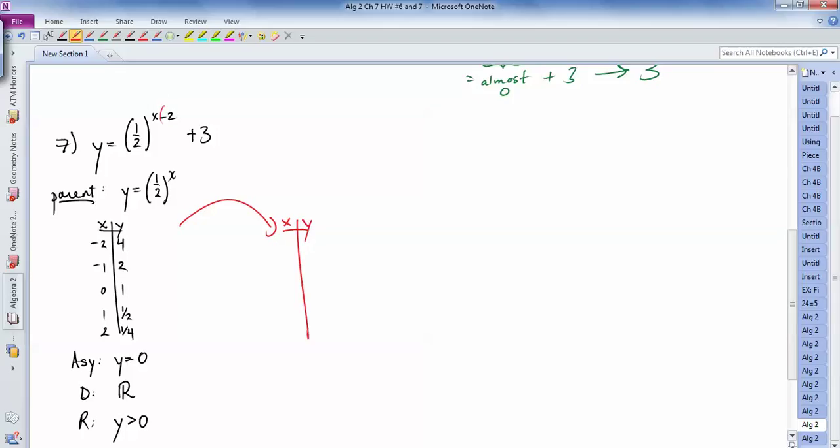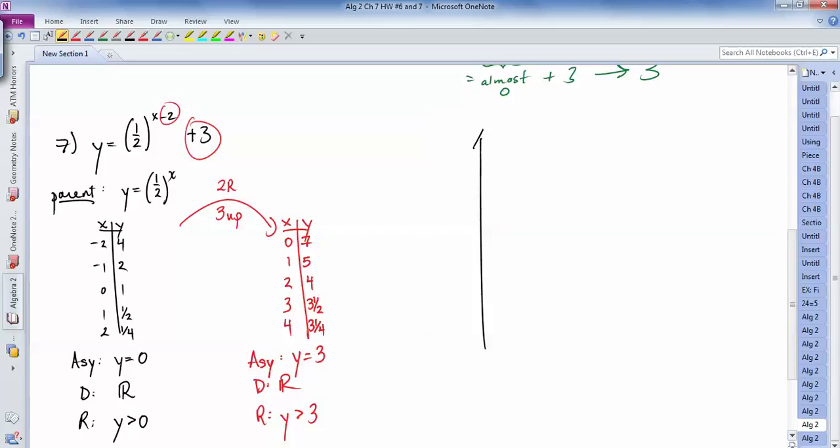The -2 means I'm going 2 to the right, and the plus 3 means I'm going 3 up. So 2 to the right, I'm going to add 2 to all my x's. So that's going to be 0, 1, 2, 3, 4. And then I have to add 3 to all my y's, so I get 7, 5, 4, 3.5, 3 1/4. And if I'm adding 3 to all my y's, I get a new asymptote. Instead of y equals 0, I've moved 3 up, y equals 3. My range is now y greater than 3. The domain, I add 2 to all my x's, but my x's are everything, so I'm still going to get everything. So this is what we need to graph the thing.